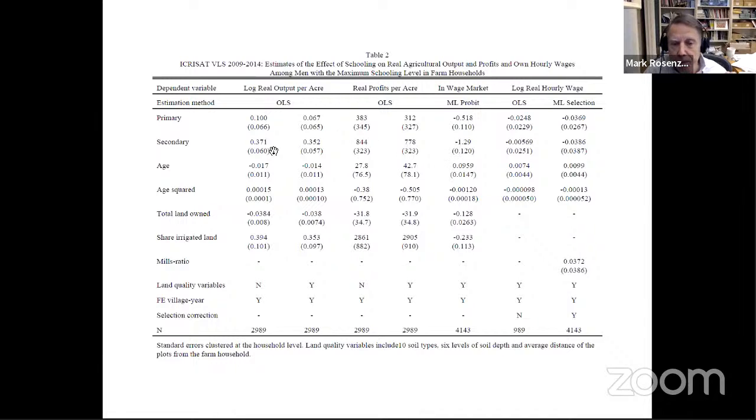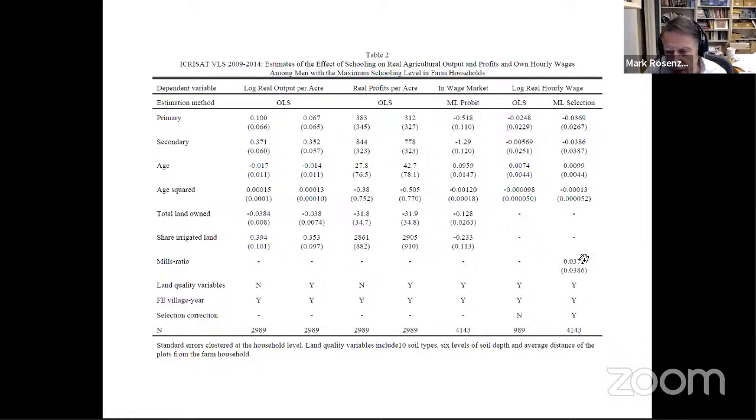So it's showing that secondary schooling has a significant effect on profits per acre and output per acre. And those with secondary schooling are much less likely to participate in the wage labor market, again controlling for the size of land holdings, et cetera. When we take into account selectivity, or even if we don't, there's absolutely no positive relationship between either primary or secondary schooling and the log of the real hourly wage.